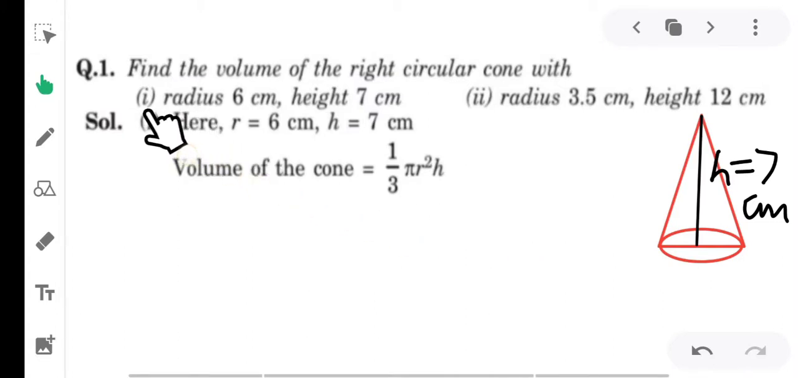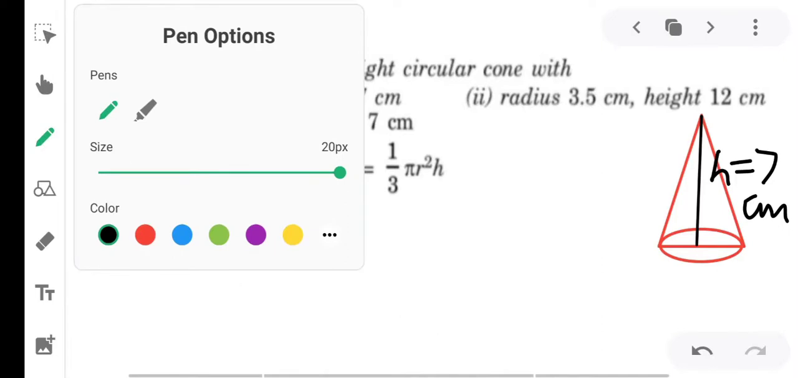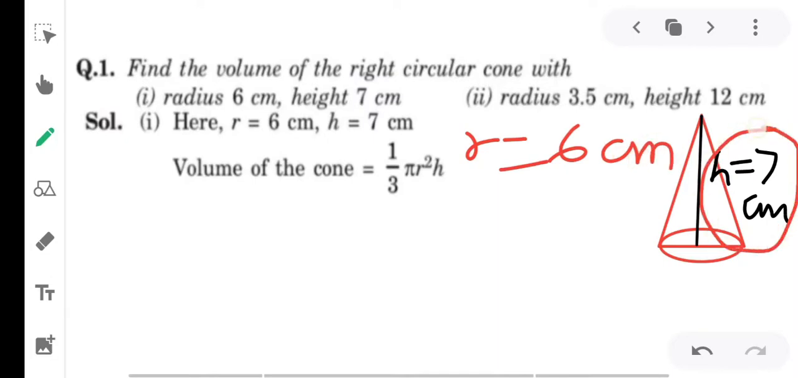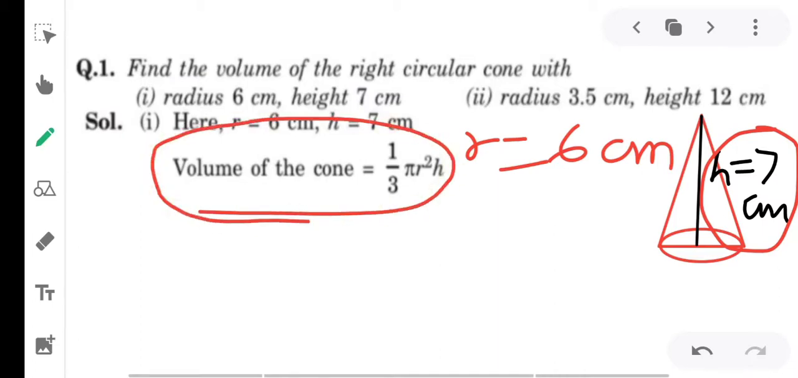So in the first case you can see that the radius is 6 centimeter. So we can write the radius as r equal to 6 centimeter. This is the 6 centimeter, and the height which is already written over here is 7 centimeter, and you also have this formula, volume of the cone.